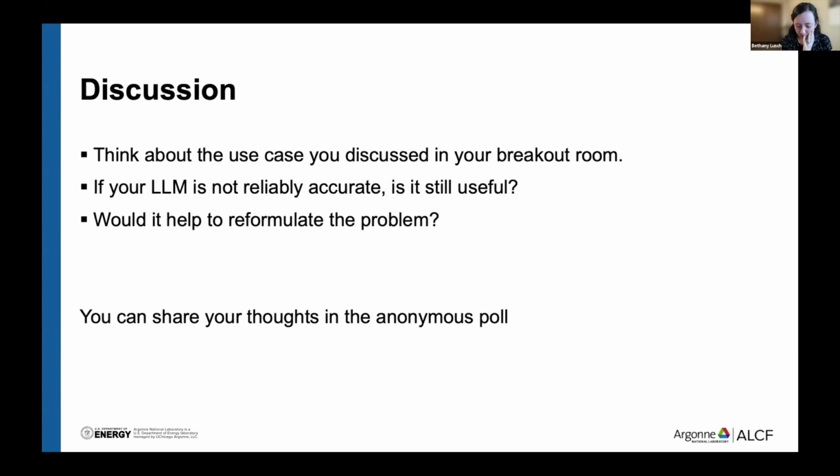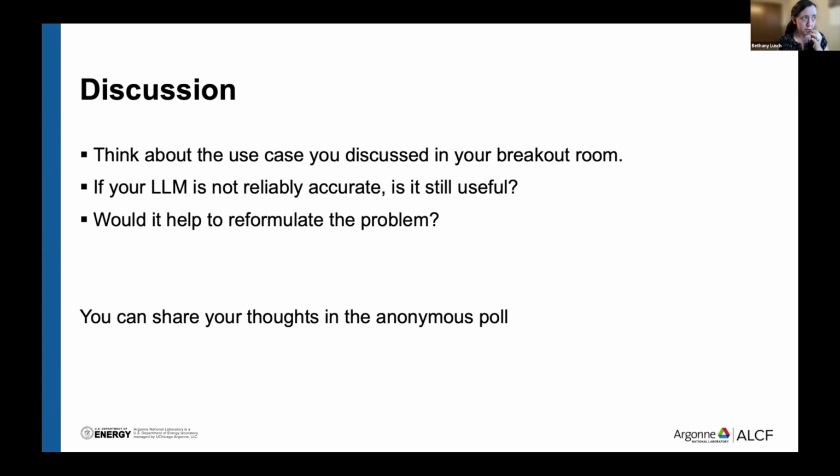Okay, so based on this, you could think about the use case that you thought about in the breakout room. If your LLM is not reliably accurate, is it still helpful for this use case? And if not, would it help to reformulate the problem? So we'll not use the poll for this, but you can think about it later.